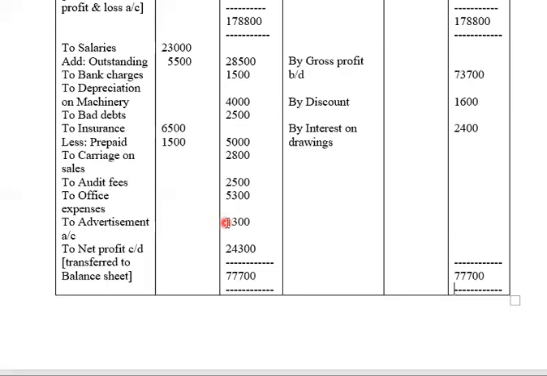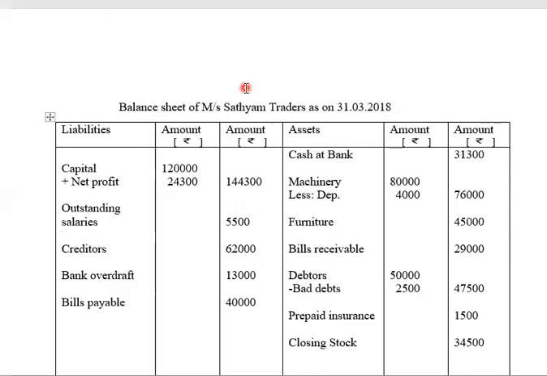Now doing the total on the debit side of the profit and loss account. 28 plus 1, 29, 33, 34, 35, 40, 42, 44, 49, 50, 50,300, 50,600, 51,100, 51,900, 52,400, 53,400. So the total on the debit side is 53,400.